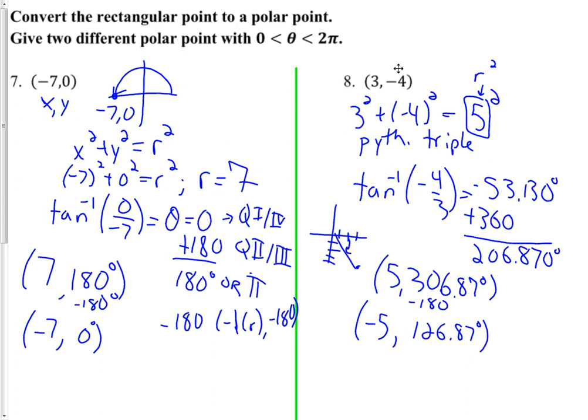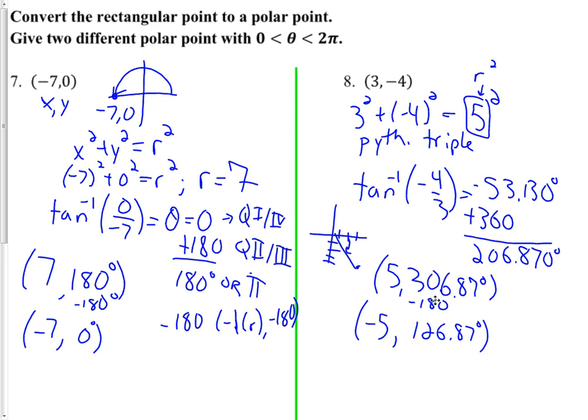Tan inverse of y over x gives you tan inverse of negative 4/3, gives me negative 53.130. And now that's here. Is that between 0 and 2 pi? No, it's not. And 0 or 360, because in this case we're going to have degrees. That's okay.